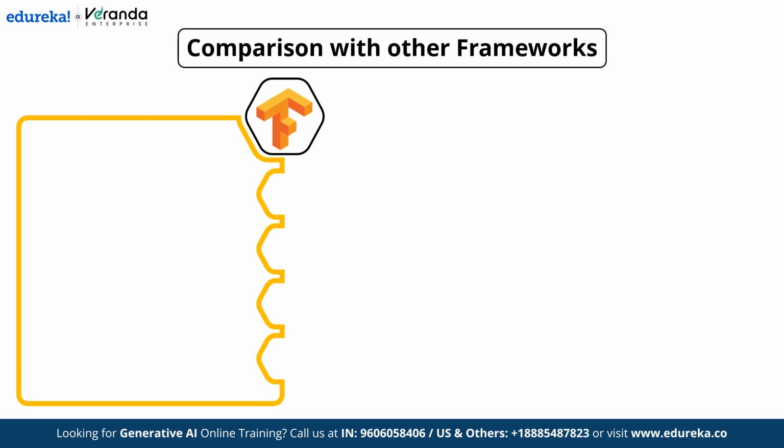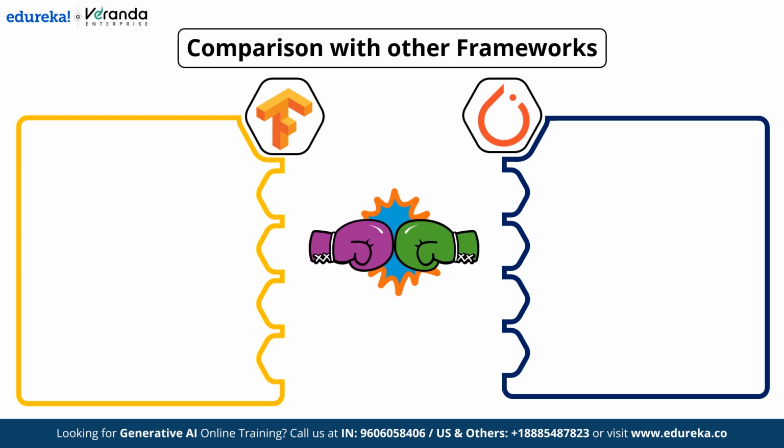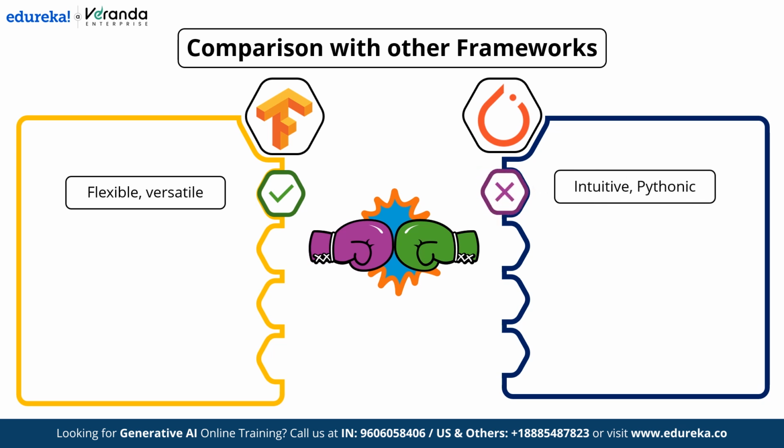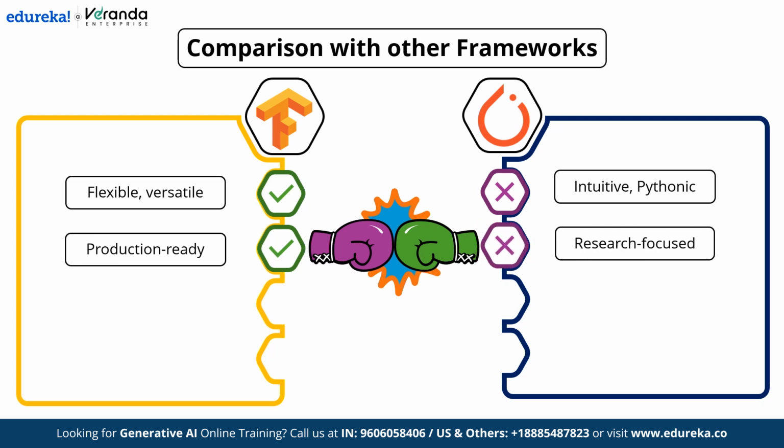Now that we know what TensorFlow is, let's compare TensorFlow with other frameworks. So here is the comparison between TensorFlow and another deep learning framework, likely PyTorch, highlighting their respective strengths. TensorFlow is known for its flexibility and versatility, enabling developers to build a wide range of models with customizable implementations, while PyTorch is recognized as intuitive and Pythonic, offering a user-friendly approach that appeals to many developers. Next, when it comes to production readiness, TensorFlow excels with robust tools for deploying models in real-world environments. Whereas PyTorch is more research-focused, favored for its dynamic computational graphs and ease of experimentation.